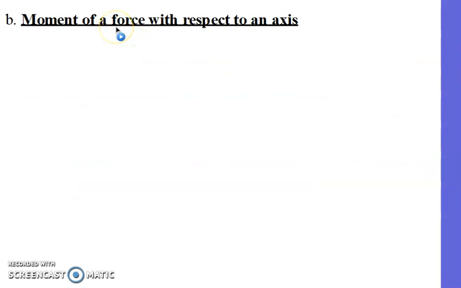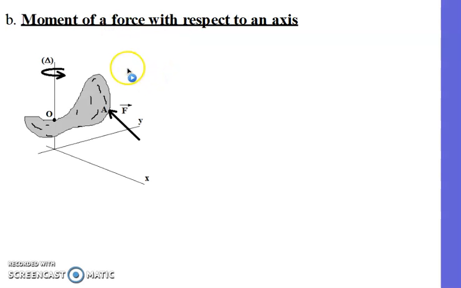Now let's find the moment of a force with respect to delta. Here I have any body. Look at this solid body. This body can rotate around the vertical axis delta. Meaning this body can rotate in a plane parallel to the xy plane. I have here applied a force F at point A. Meaning I am pushing this body at point A to rotate like this.